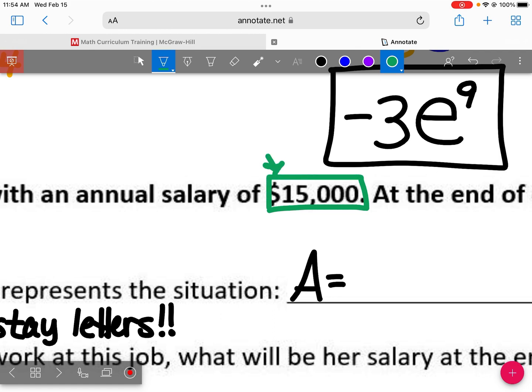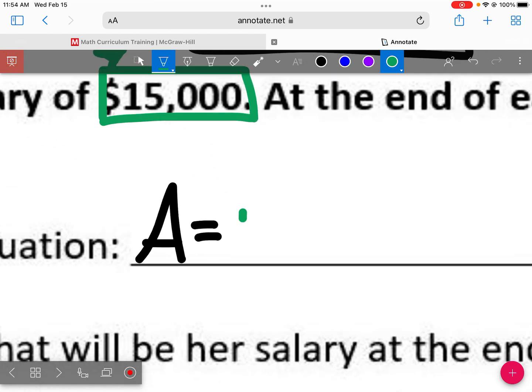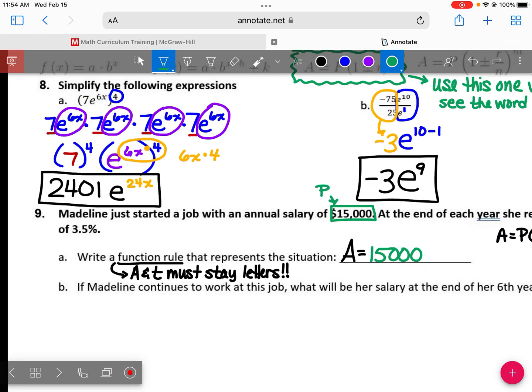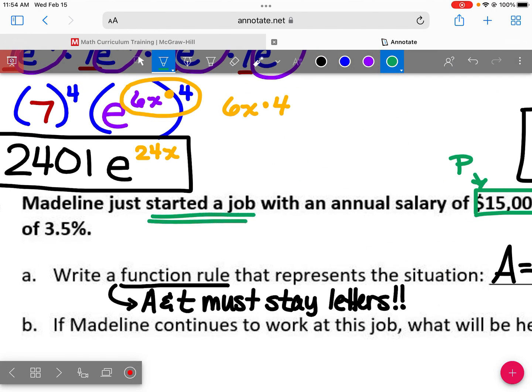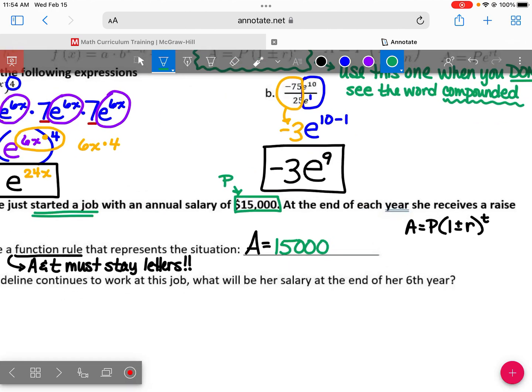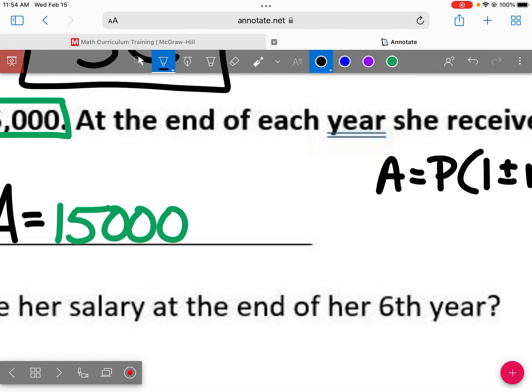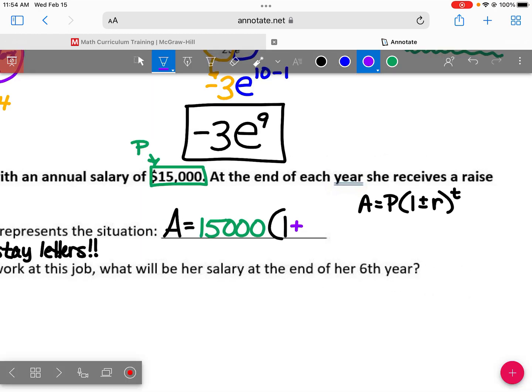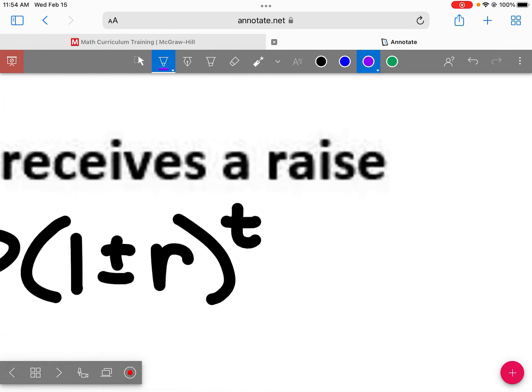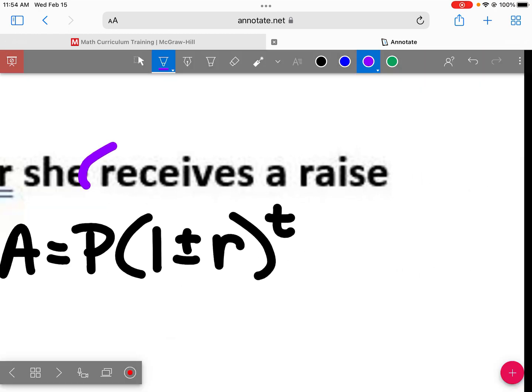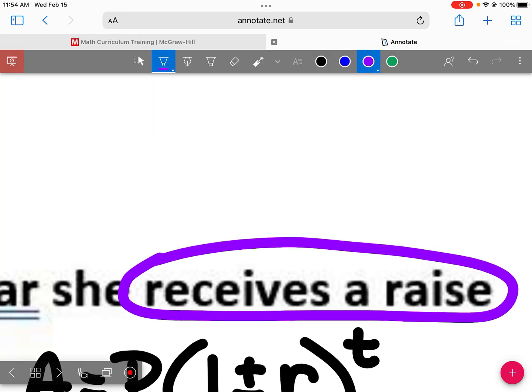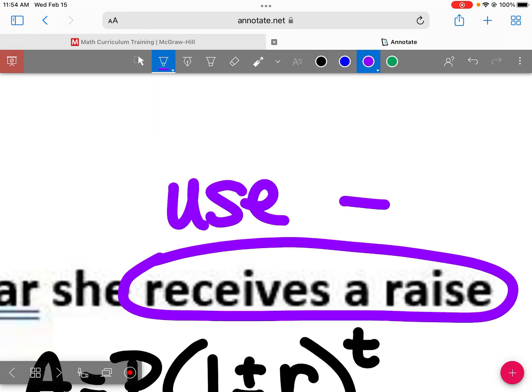How do you know? It's the principal. How do we know it's the principal? What was the tip-off? What kind of keyword let you know? It's what she started with. It said she just started a job. 15,000. Okay, then parentheses and 1 plus or minus. Plus, why? Received, but there's also raise. She receives a raise. Use plus.